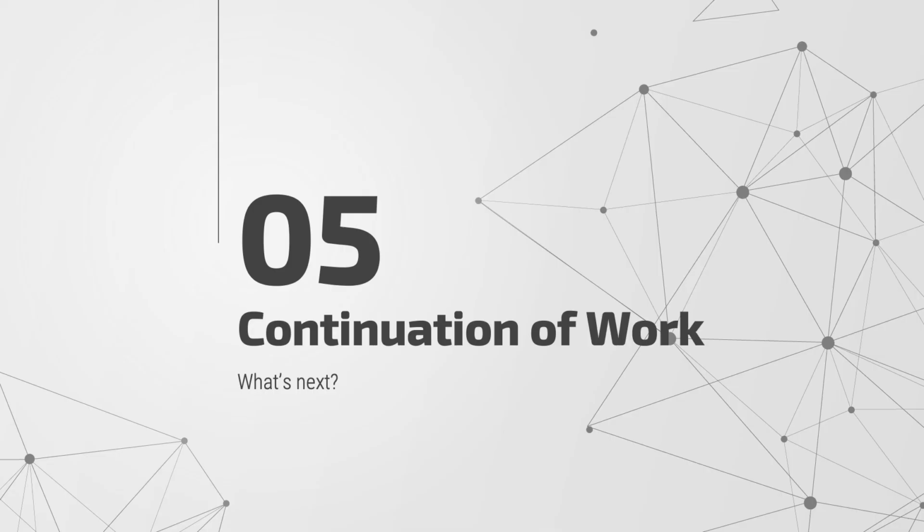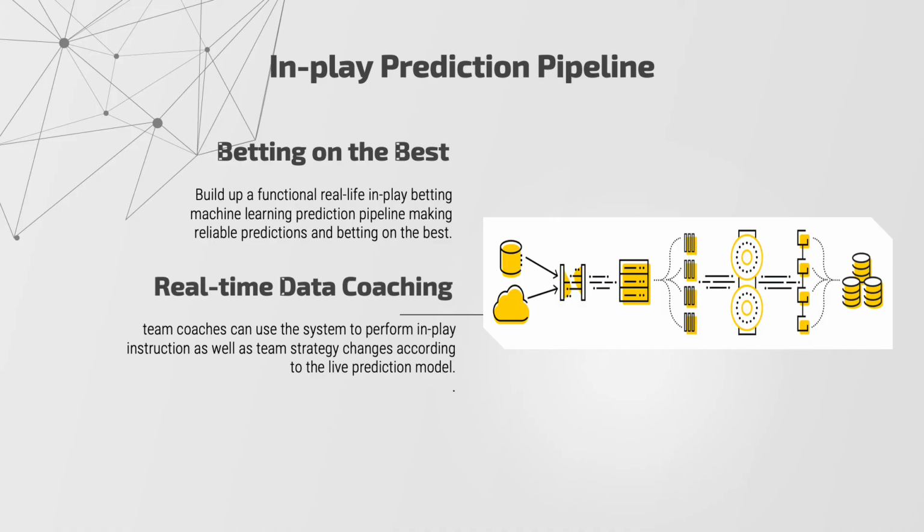So the last part is the continuation of the work. What is next? First off, the prediction model can be implemented in in-play betting with a live data pipeline built. With further exploration of nonlinear model training, the prediction accuracy can be improved as well. Thus, it is possible to build a functional real-life in-play betting machine learning prediction pipeline, making reliable predictions and betting on the best.